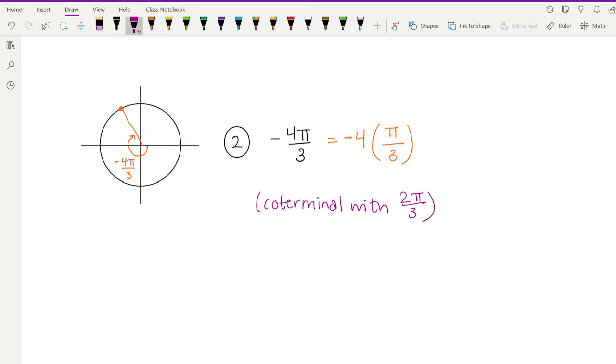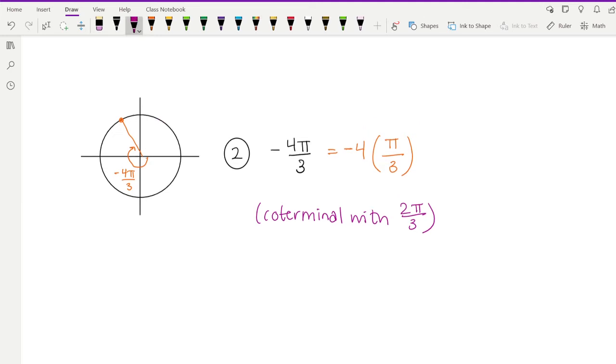Well, I could just measure this way instead. And so if I'm measuring this way, I would have 1 pi over 3, 2 pi over 3. So 2 pi over 3 would be going to that same terminal point, but measuring in the direction of the purple arrow, whereas negative 4 pi over 3 is going to that terminal point, but measuring in the direction of the orange arrow.